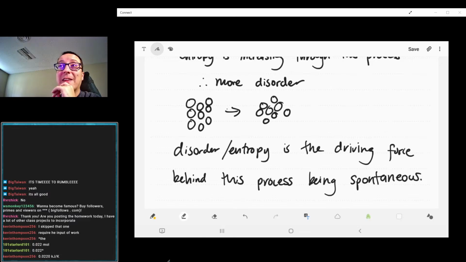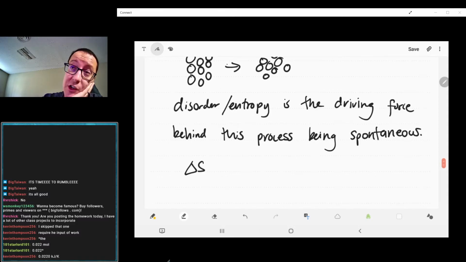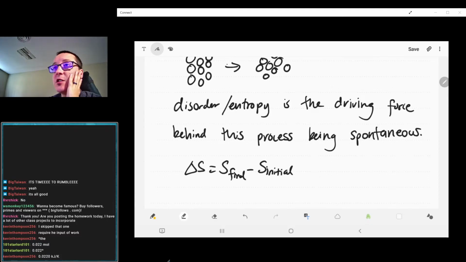So we're going to see again that entropy is going to be the driving force behind a lot of the processes that we see here. We're going to be working with entropy the whole time as we go through this. And of course, the change in entropy would be the final minus the initial. So if it's positive, that means you have more disorder at the end than you did at the start, and that is always favorable in terms of the universe, right?